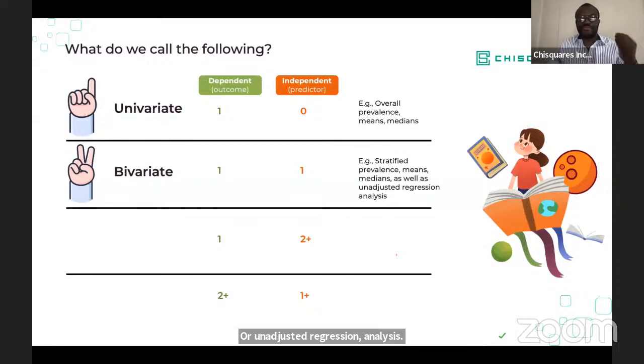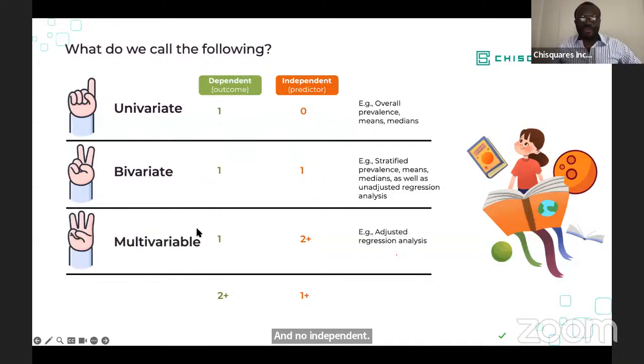In that case, you have one dependent variable and one independent variable. In univariate, you have one dependent variable and no independent variable. Now, let's go on. Multivariable is when you have one dependent variable and two or more independent variables. So one outcome and two or more predictors.